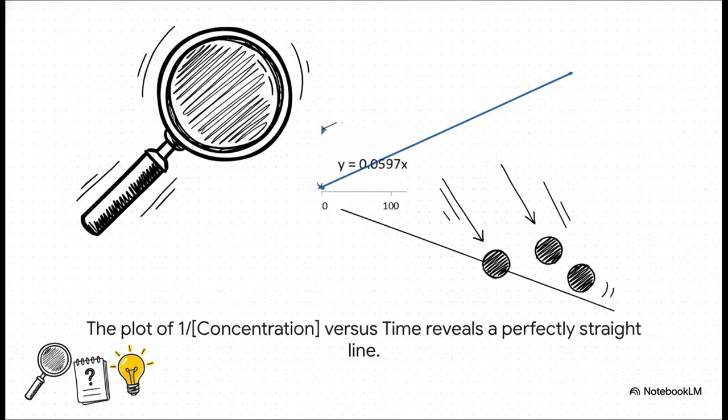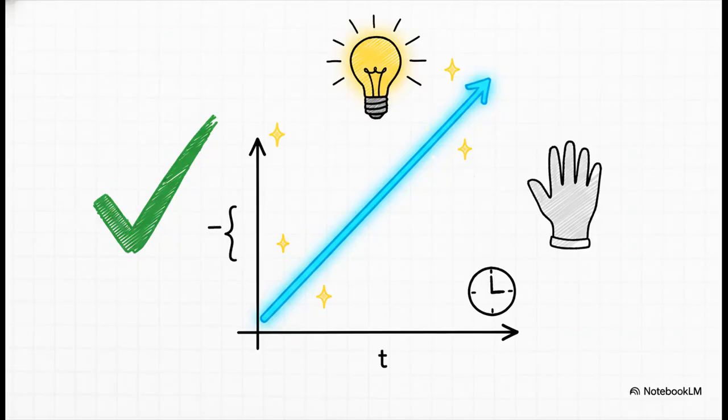Look at that. Just look at it. They are all falling into a perfect line. This is that moment in the detective show where the final clue just clicks right into place. And would you look at that? It's a perfect straight line. The data fits the second-order model like a glove. We've found it. We've cracked the first part of the case. The reaction follows second-order rules.